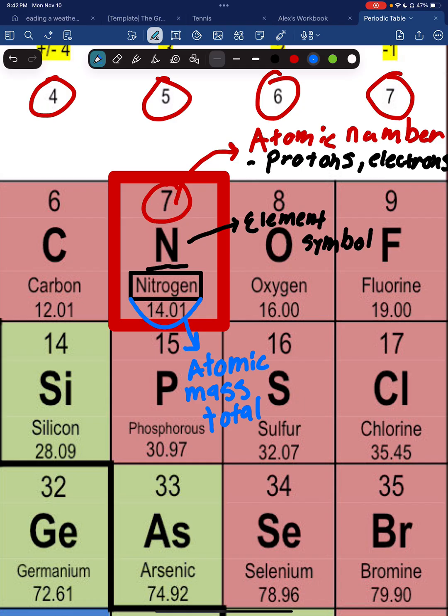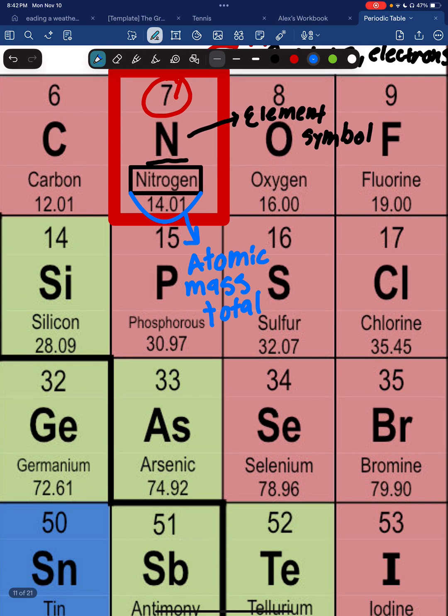So if I wanted to figure out how many neutrons I have, well, before I get into that, let me just write this down. Atomic mass is your total, and it tells you how many protons plus neutrons. So if I wanted to figure out how many neutrons I have, let me erase this, it's kind of messy.